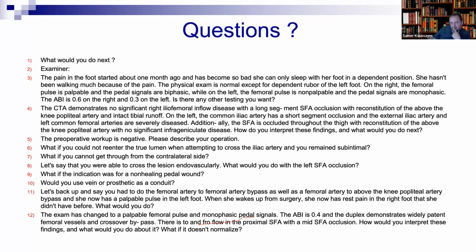I'm talking about steal syndrome. So if you get steal syndrome, what are you going to do? And she has mid-SFA occlusion. Okay, I will start conservatively with anticoagulation, and if it does not improve, try endo. Okay. You can try conservative first to see if it improves. If it does not improve, then you do endovascular, either recanalization, or you can do a fem-pop bypass.